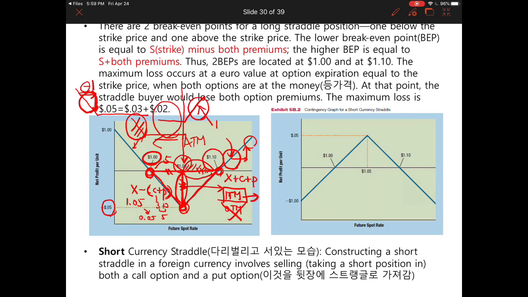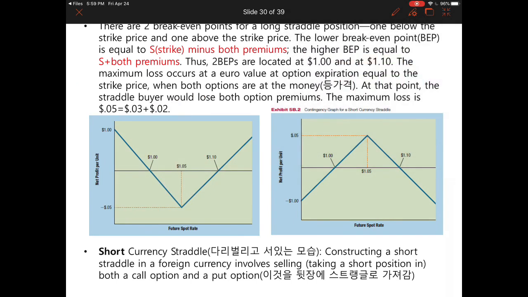What about the right-hand side? Let me clear all the writing I made there. Now I'm going to think about this one. Actually, for this option, the writer and purchaser are on the other side of the same coin. It's a zero-sum game. That's what I'm saying. So as the owner of both options, if you are losing 5 cents, what about the payout to the writer? He will earn exactly 5 cents.